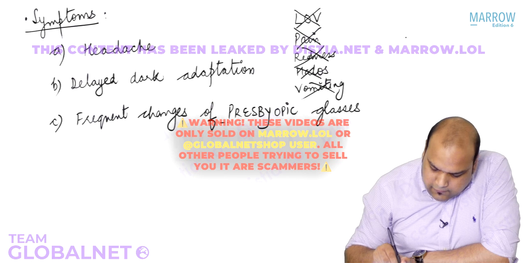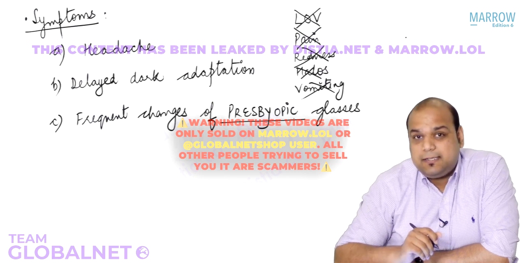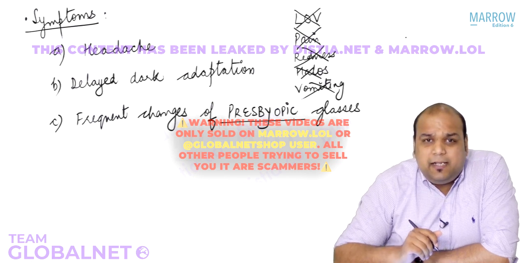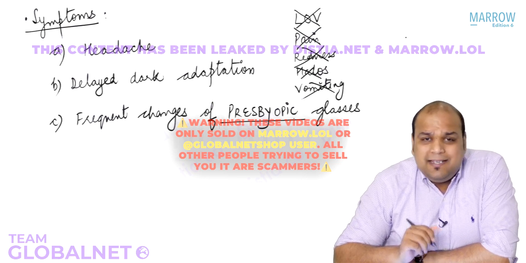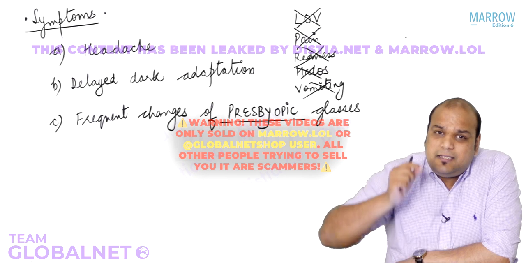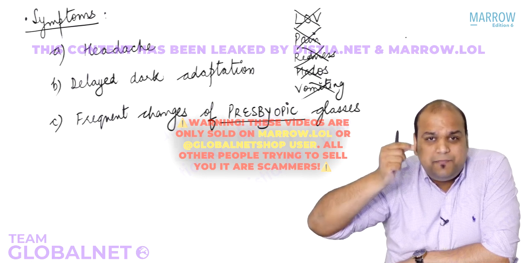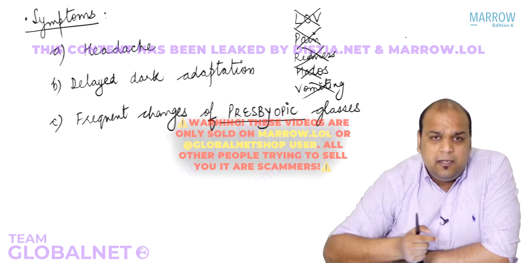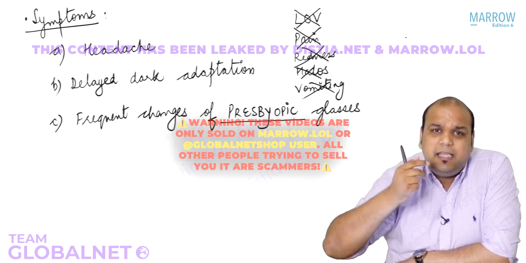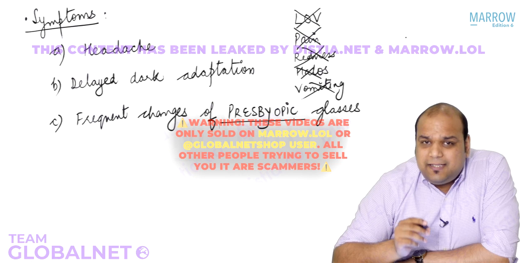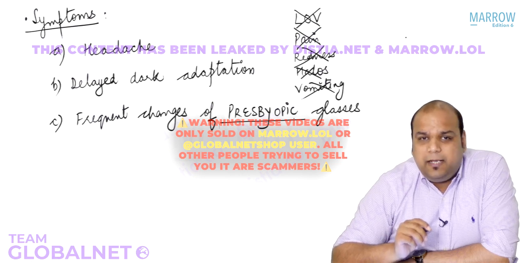Frequent changes of presbyopic glasses. I am not saying that the myopic spectacles for far vision will change. No. Specifically, the spectacles which a patient is wearing after 40 years of age due to insufficiency of accommodation, presbyopia, the patient will say they keep on changing after every 6 months or a year. So that is a characteristic symptom of open angle glaucoma.